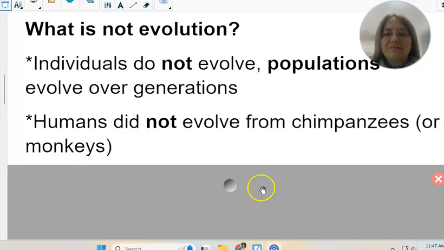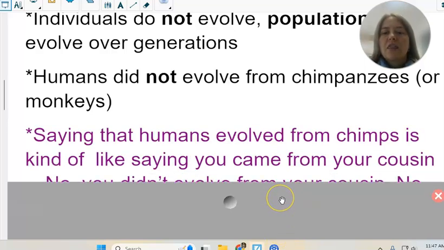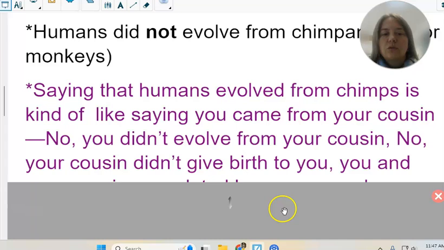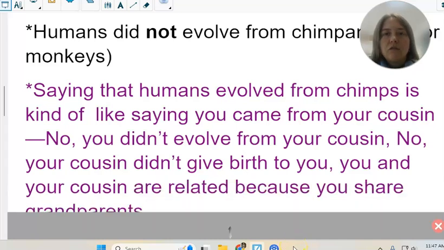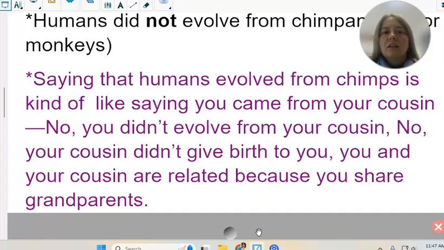Saying that humans evolved from chimpanzees is wrong. We humans and chimpanzees are evolutionary cousins. That would be like saying you evolved from your cousin, or you came from your cousin, which isn't true. Your cousin didn't give birth to you. You and your cousin are related because you share grandparents. In the same way, humans and chimpanzees are related because they share a common ancestor.